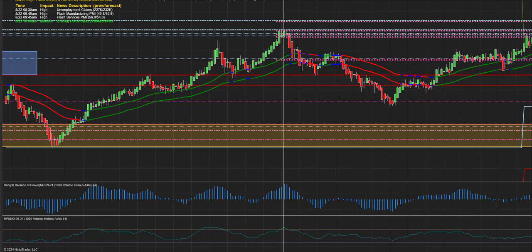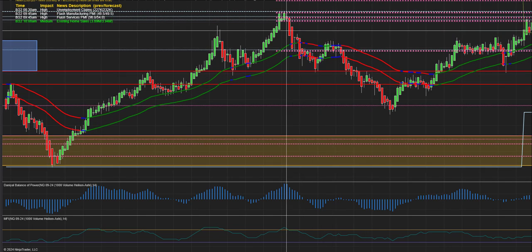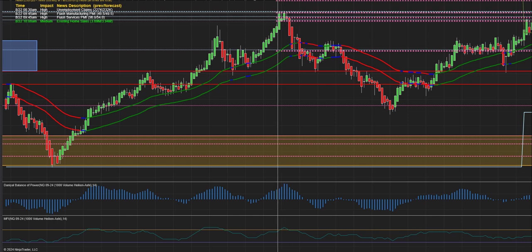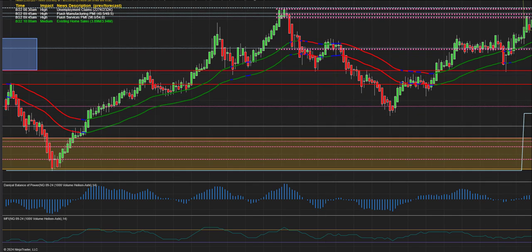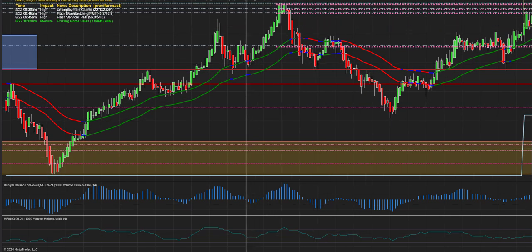So here it was. Just because a brick wall was created doesn't mean we do this. We do the same thing. We don't break the rules ever. Where's the wick?